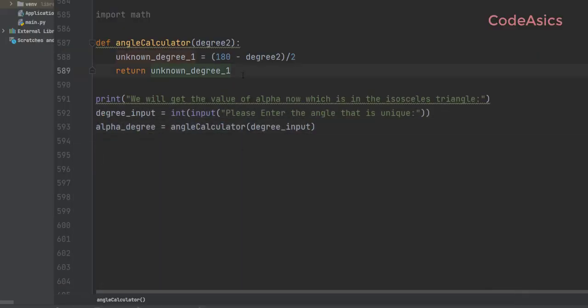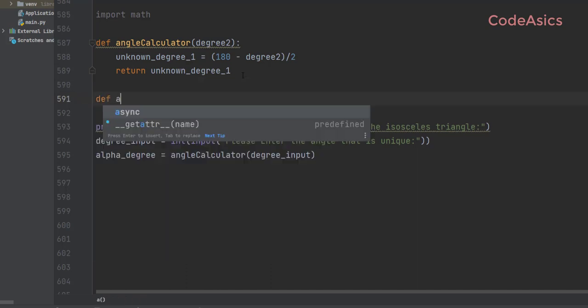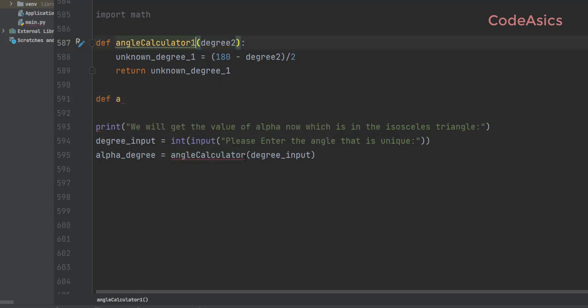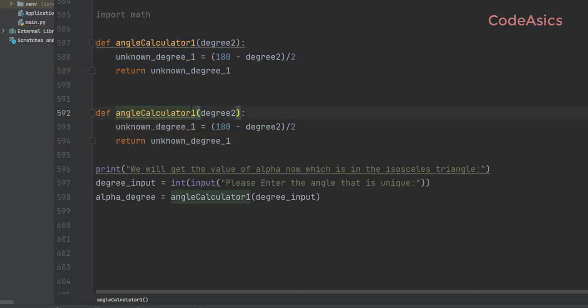So let me design a function. I'll call this angle calculator 2, copying it from angle calculator 1. I will send in a degree, and the unknown degree is beta here, right? From 180 I need to take away the degree input, whichever degree we are giving.